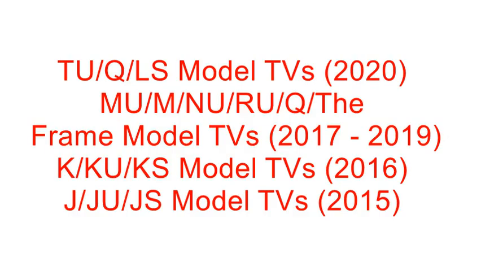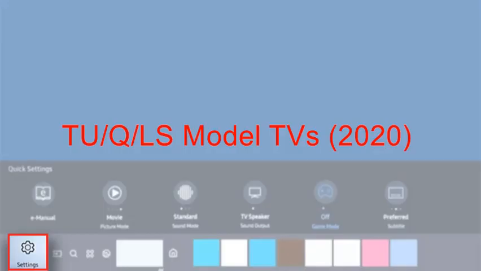Here I will explain how to clear the cookies and cached images and data from your Samsung Smart TV, for 2015 to 2020 Samsung models. I will start to explain. The model name is TU/Q/LS model TVs in 2020.